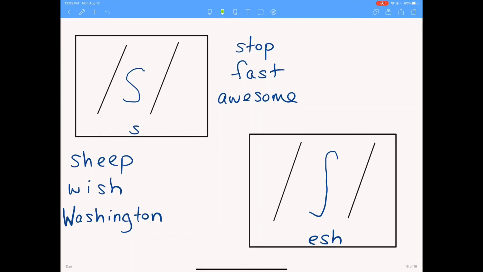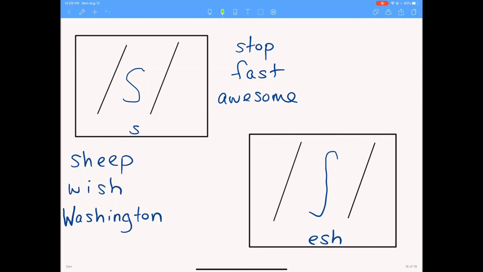So this is an S versus an esh. S is pretty much the same as we hear it in English. Words like stop, fast, awesome. But the esh is for when we commonly would write sh. Sometimes you also see it in ch if it's a word from a different country of origin. But like sheep, wish, Washington. So that's only one sound though. You can't separate sh into s and h.